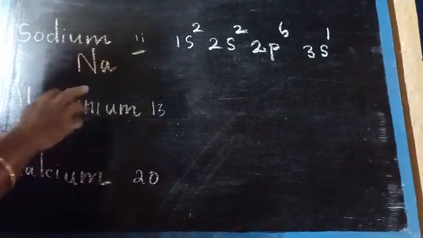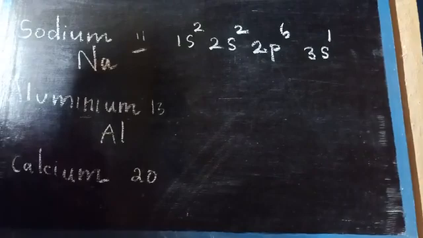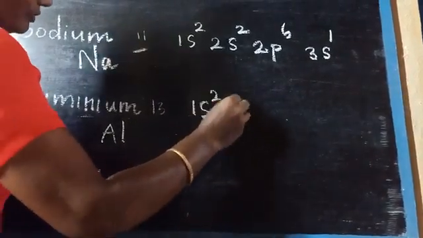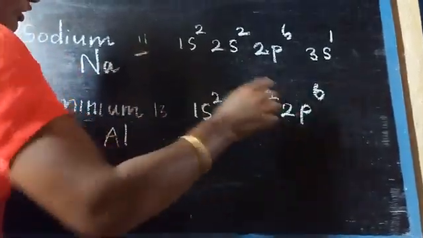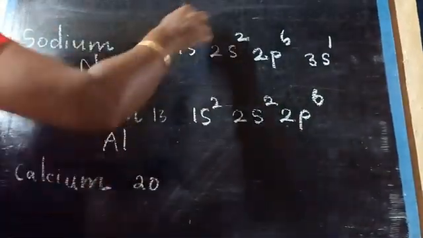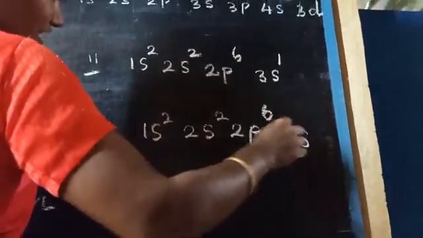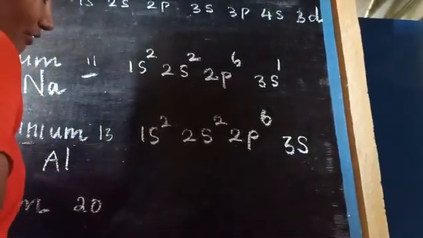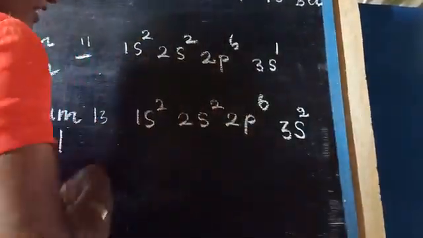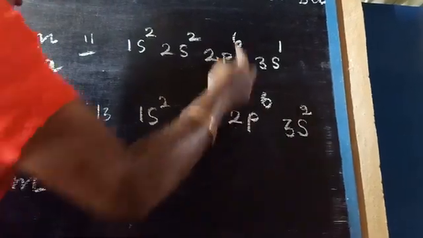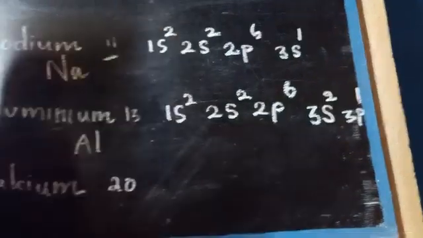Next aluminium. Symbol Al. Atomic number 13. So 1s2, 2s2, 2p6. Total number of electrons 10. But here 3. So next 3s. How many is it possible? We need to fill 3 electrons. But 3s occupies only 2 electrons. So the remaining 1 electron is filled in the 3p orbitals.